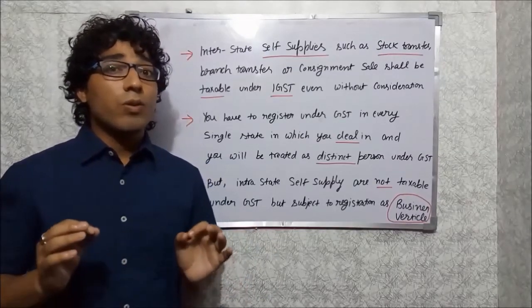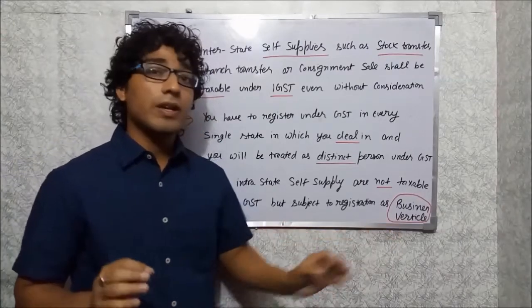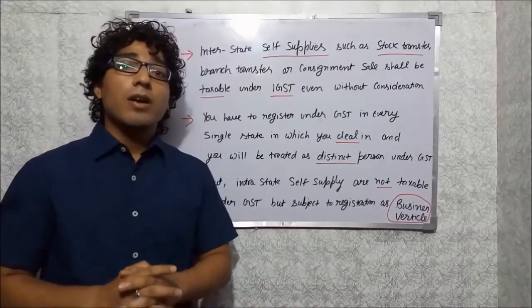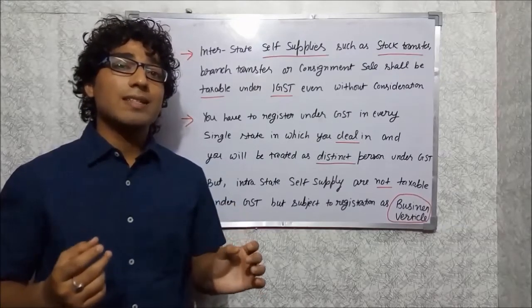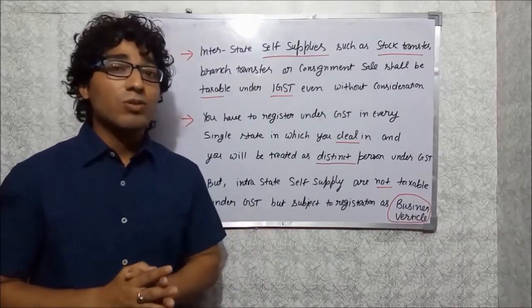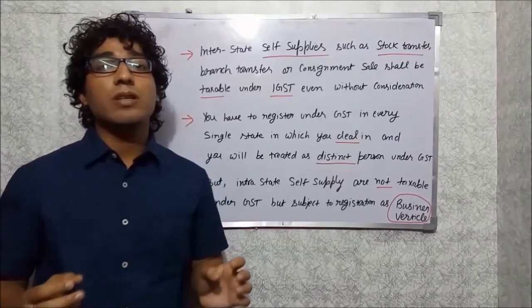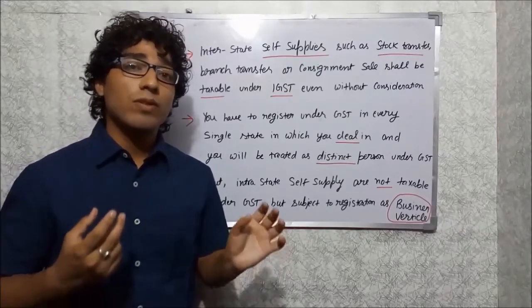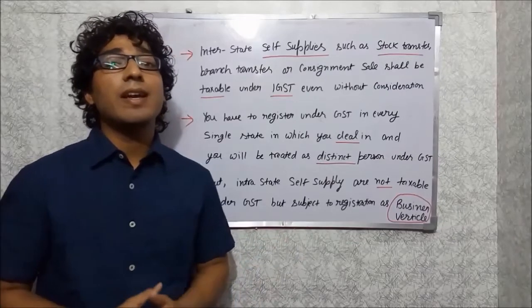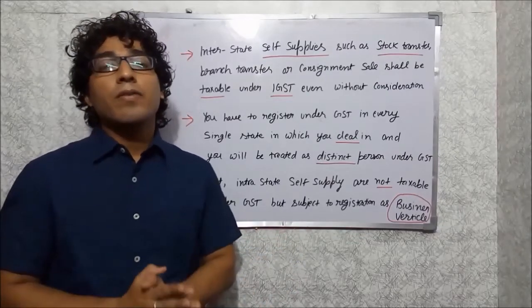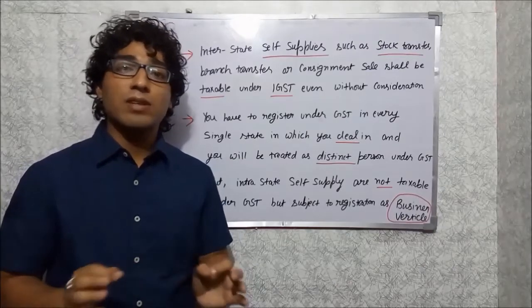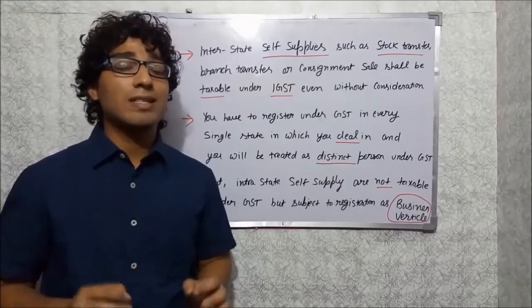But there is also one concept related to business verticals, in which if you are dealing in one state and you want to register as two persons, then also you have to pay tax under GST, because now you are registered as two different persons and it will be treated as a supply to another person.